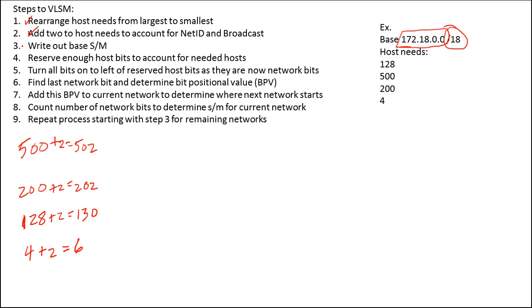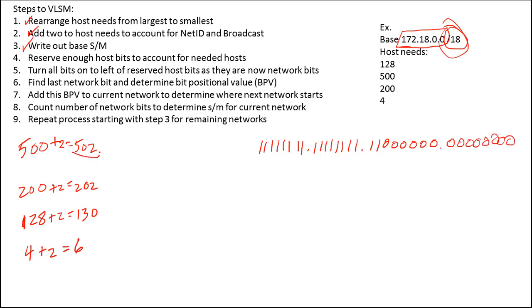Next thing we do for the first network, we write our base subnet mask. In this case, we're working with an 18. 1, 2, 3, up to 18. Those are the network bits. 19, 20, 21, up to 32.